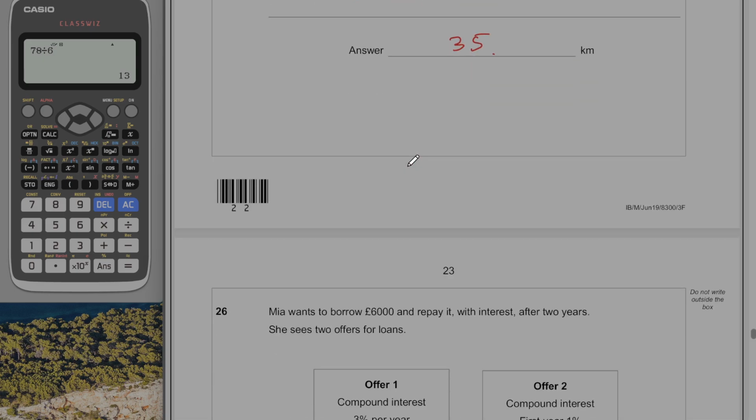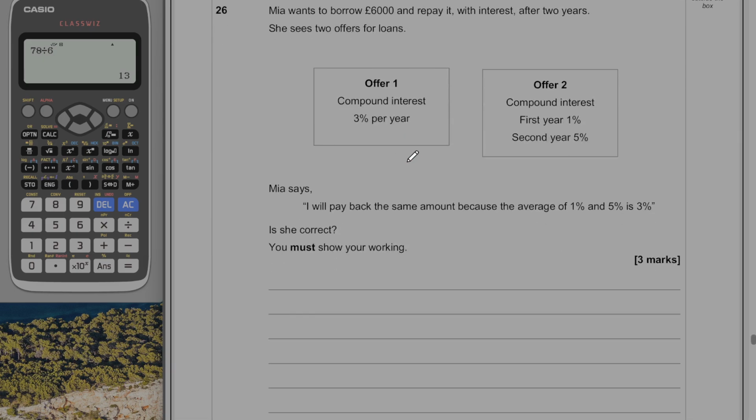Okay. Question 26. Mia wants to borrow £6,000 and repay it with interest after 2 years. She sees two loan offers. Offer 1, compound interest of 3% per year. Offer 2, compound interest, first year 1%, second year 5%. I will pay back the same amount because the average is 3%. Is she correct?